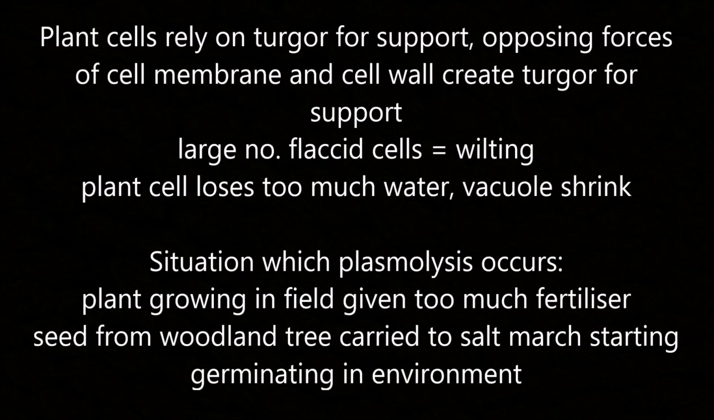Plant cells rely on turgor for support. Opposing forces of the cell membrane and cell wall create turgor for support. A large number of flaccid cells means the plant is wilting, and if the plant cell loses too much water, the vacuole will shrink.